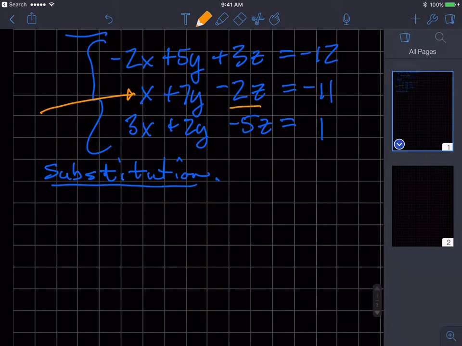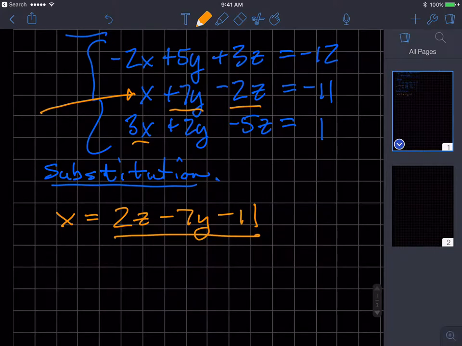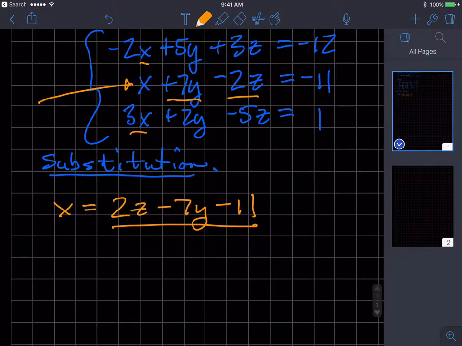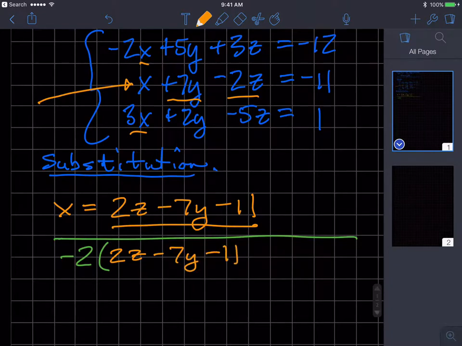If I add 2z to both sides and subtract 7y to both sides, I get x is equal to 2z minus 7y minus 11. So now, wherever there's an x in the other two equations, I'm going to substitute that in. So my other two equations will look like this. I'm going to draw a line, and now my system looks like this. Negative 2 times 2z minus 7y minus 11 plus 5y plus 3z equals negative 12.